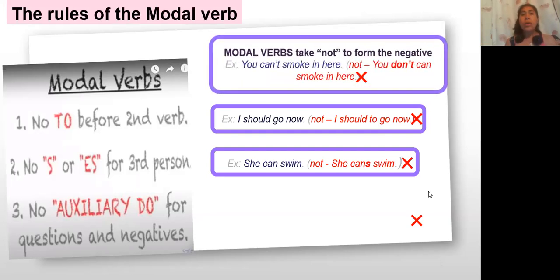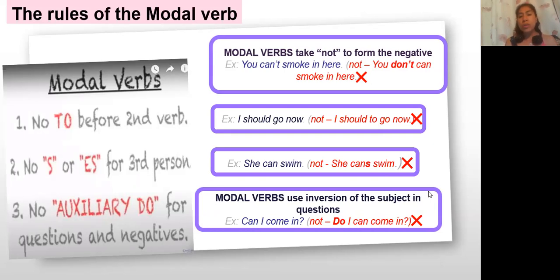The third rule: when we make negatives, we don't use an auxiliary. Very careful. With these modal verbs, we don't use auxiliaries to make the negatives. We only put the word not next to the modal. For example, you say can't, or mustn't, or shouldn't. So, in my example, you say, you can't smoke in here. It is not correct to say, you don't can smoke in here. It's not possible.